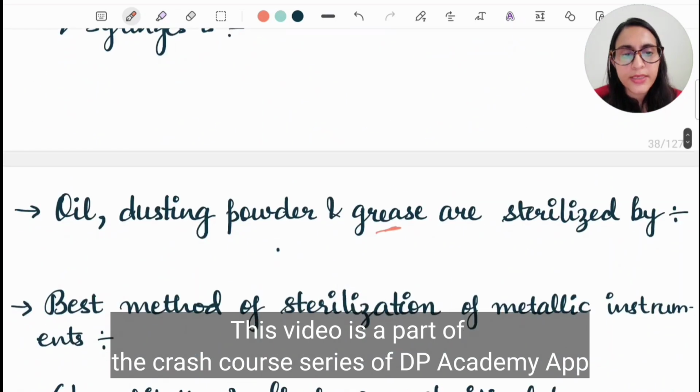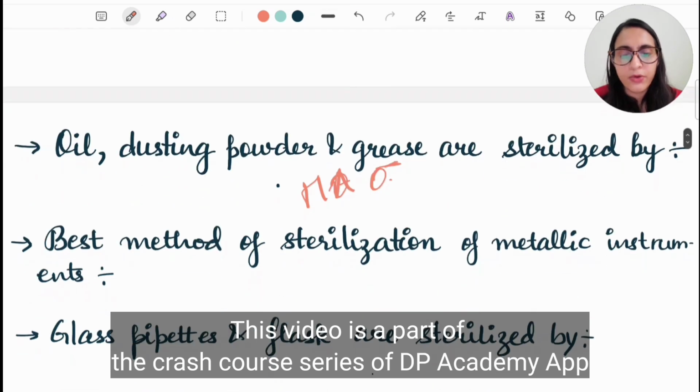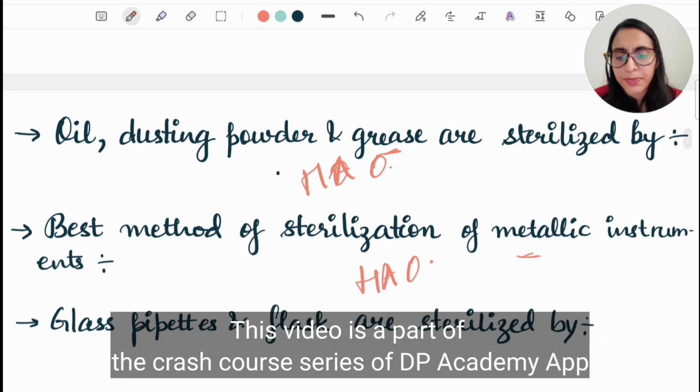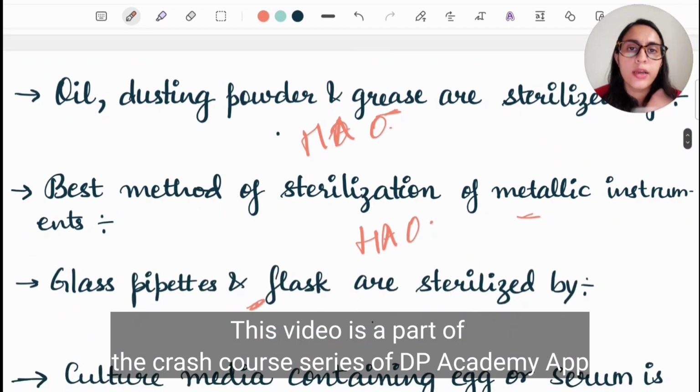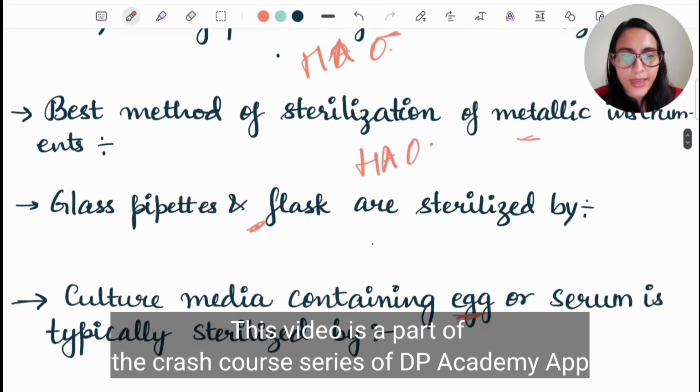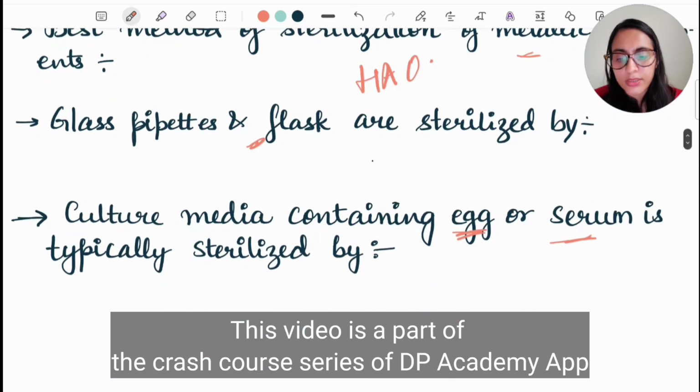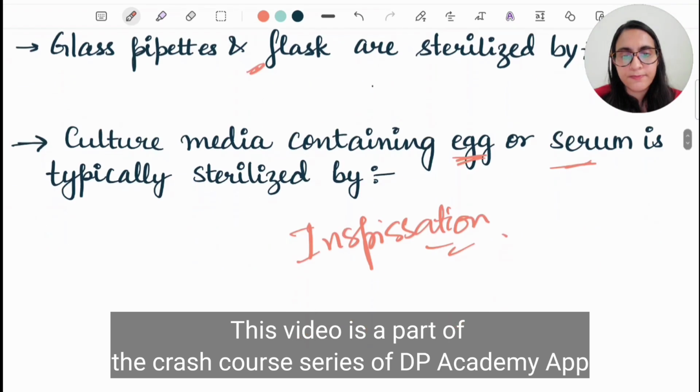Oil, dusting powder, and grease are sterilized by the hot air oven. The best method of sterilizing metallic instruments is again the hot air oven. Glass pipettes and flasks are sterilized with dry heat sterilization, which is the hot air oven. Culture media that contain eggs or serum, a very important point, are typically sterilized with inspissation, which is moist heat at 85 degrees Celsius.